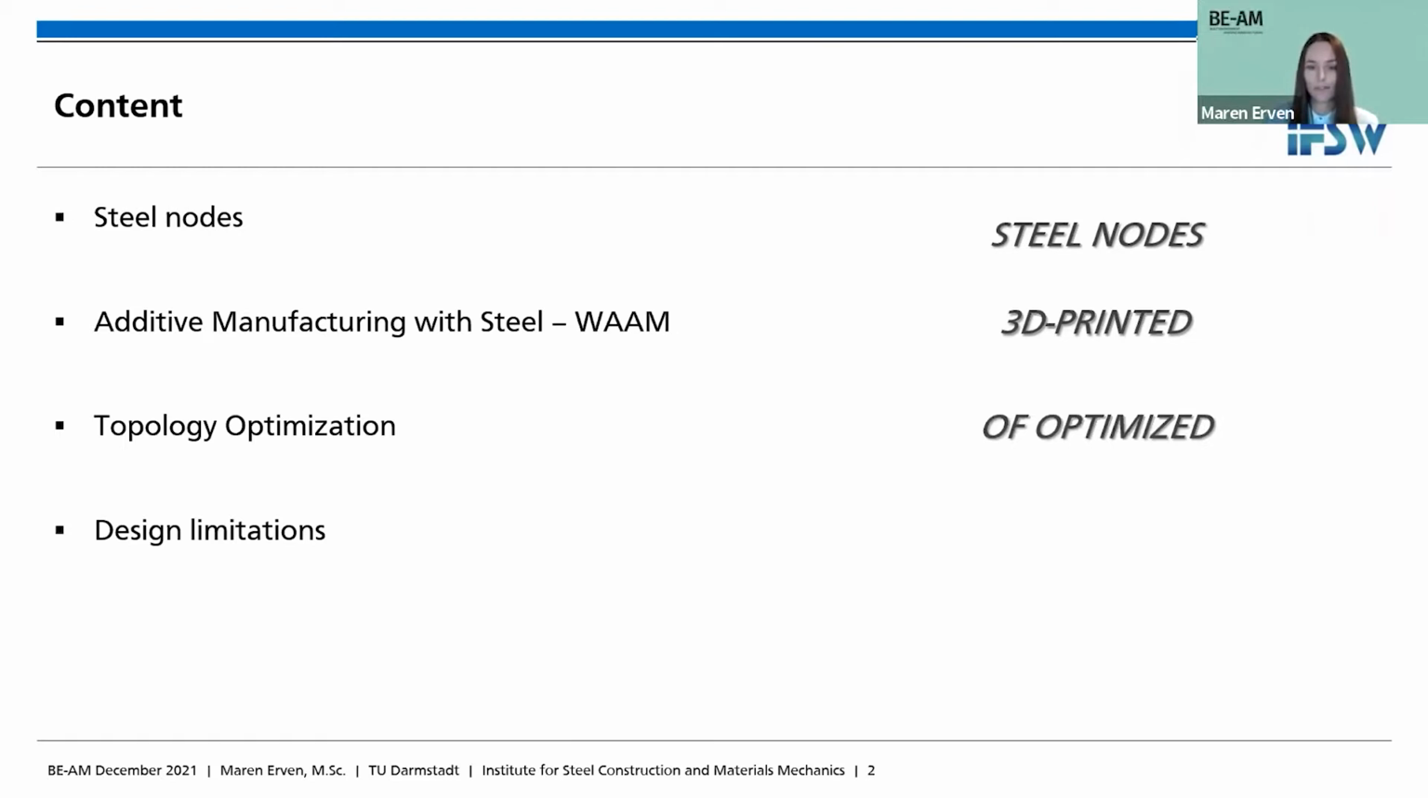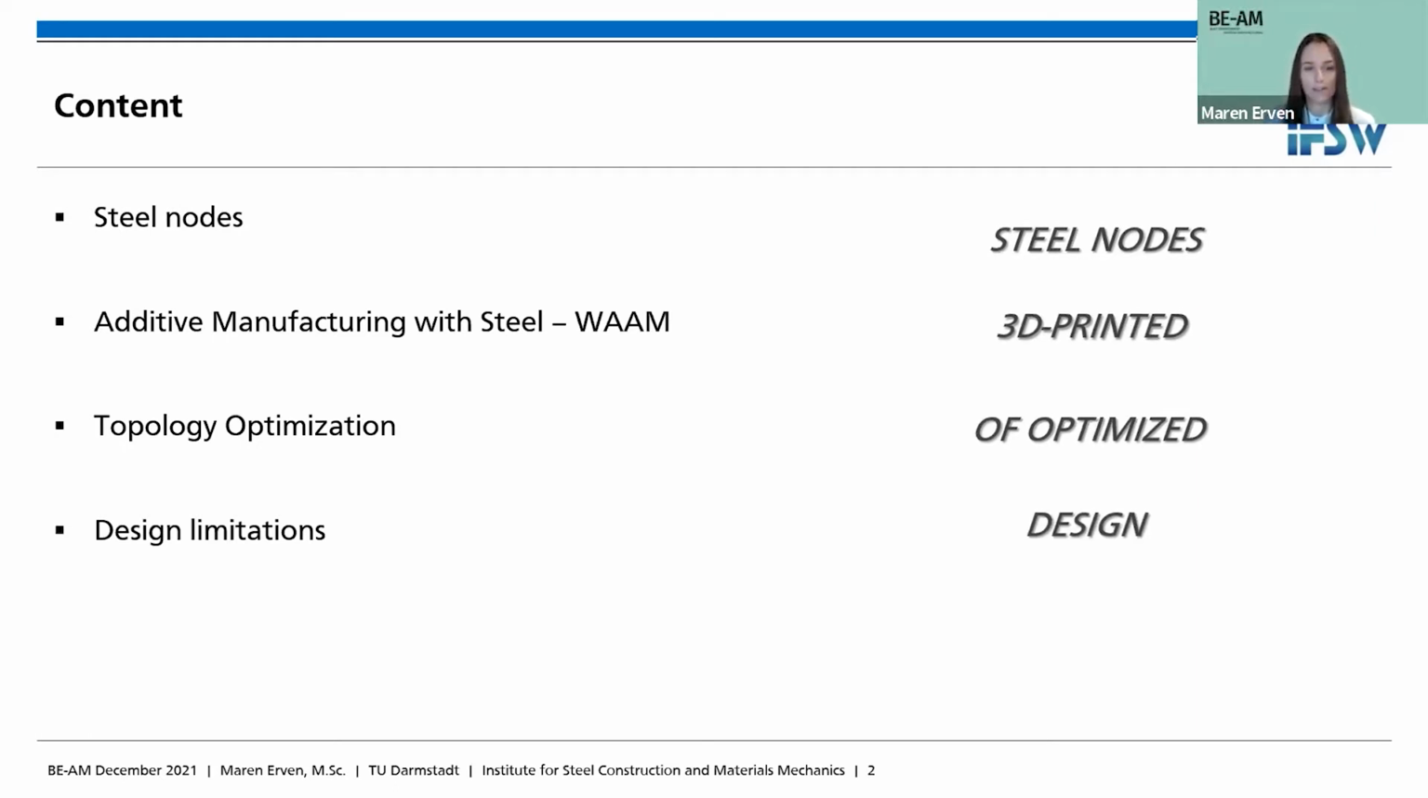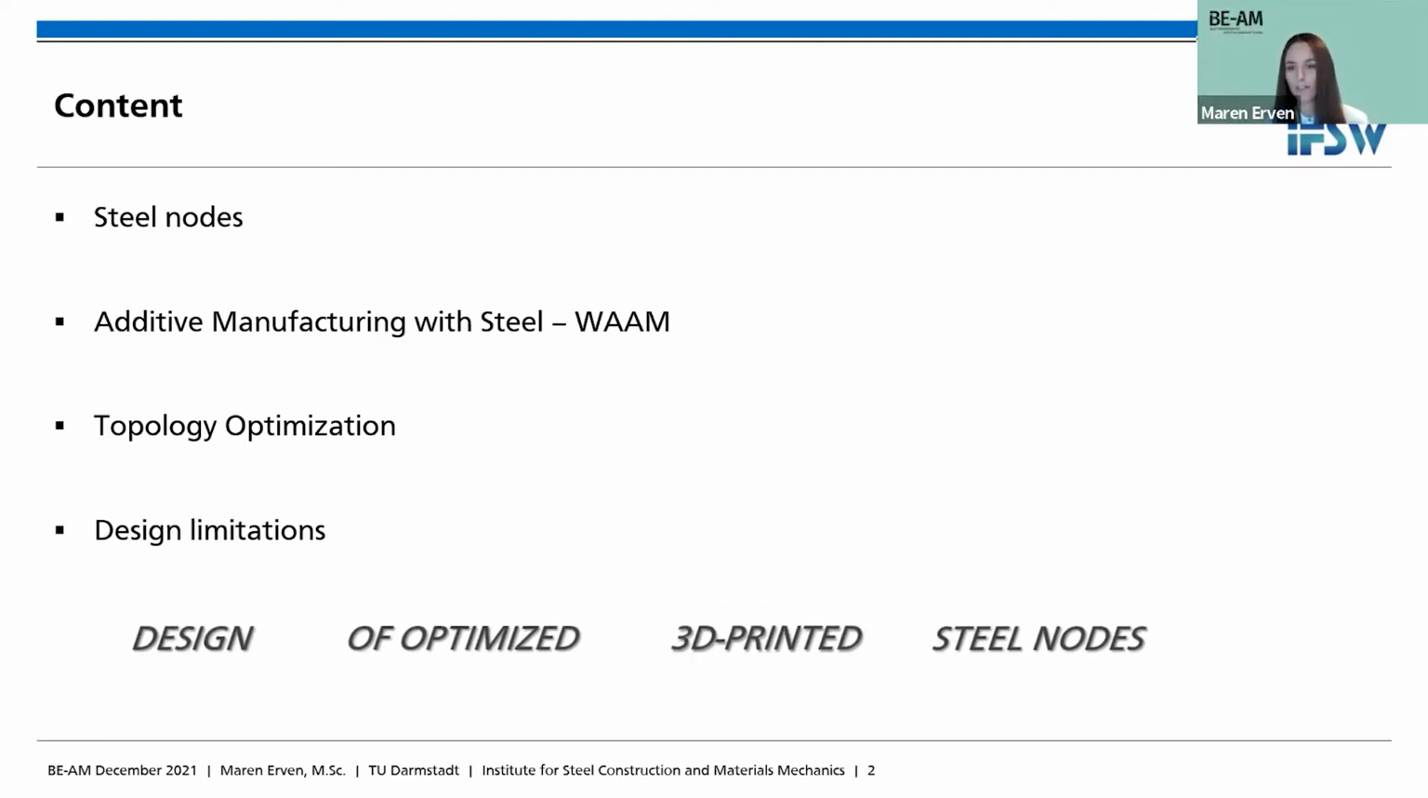And the last point is the limitations that come from all the points mentioned before, which the design has to deal with. And in the end, I will conclude everything, and I hope that you got an understanding of my idea of designing optimized 3D printed steel nodes.